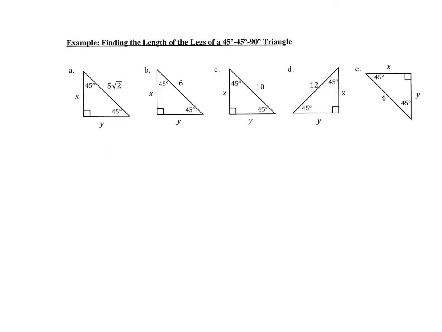For these next examples, now we're going backwards. We're finding the length of the legs. So if for the hypotenuse we were multiplying by root 2, we're going to do the opposite of multiplication to find the length of the legs. So the opposite of multiplication is division. So when we're finding the length of the legs, we are going to divide the hypotenuse by root 2, because now we're going to be going backwards.